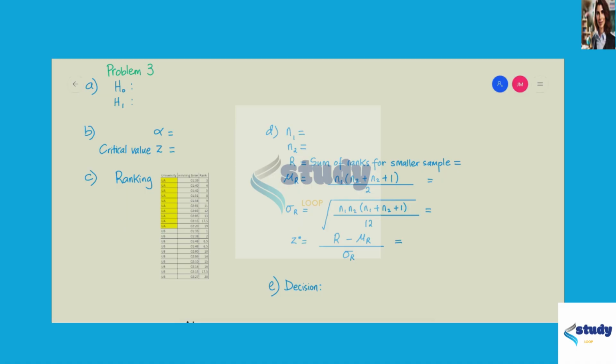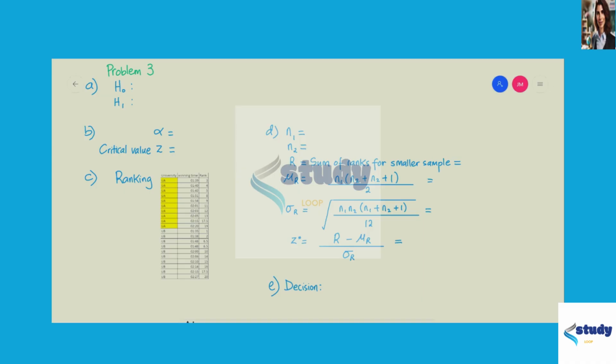The first thing we'll do is to get the null and alternative hypothesis stated. Then we get the critical value, rank the data, and then work out the value of Z in order to make a decision to reject or fail to reject the null hypothesis. And let's start with the first step. So the first step is the null hypothesis.